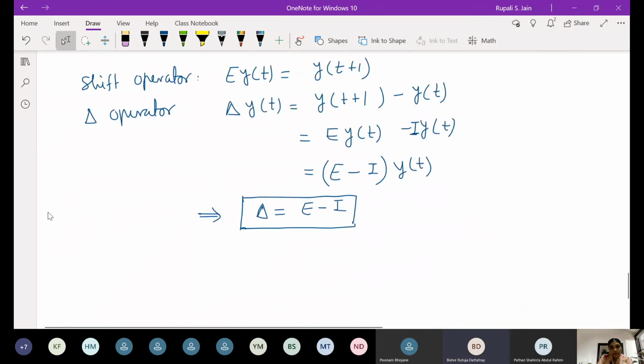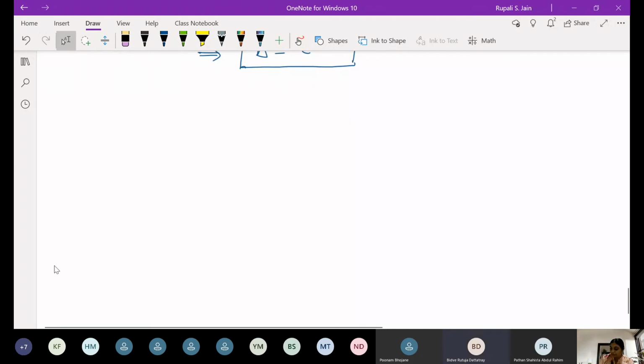I will write delta again here first. Delta raised to n yt. Now I want to write this nth order difference of yt in terms of e. So delta raised to n I can write as e minus I raised to n, because delta is my e minus I.